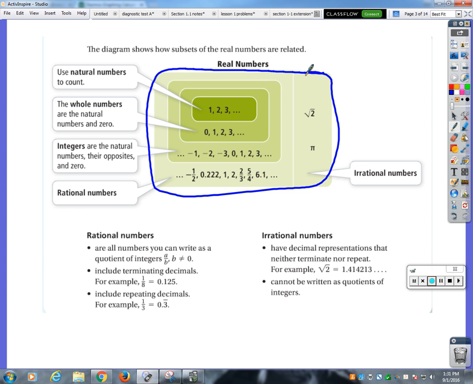The technical definition of a rational number is any number that can be written as a fraction, okay? So -1/2 is a rational number, 2/3, 5/6. How would I write 0.222 as a fraction? You would go 222 over 1,000. Yes. Okay, so that is a rational number. 6.1, same thing. You can make that 61/10. So you can turn all of those into fractions.